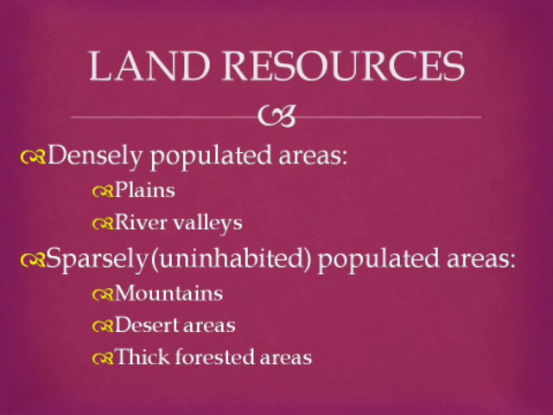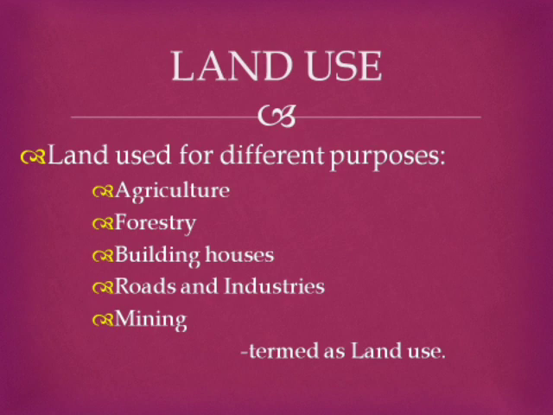Land use. Land is used for different purposes: agriculture, forestry, building houses, roads and industries, and mining, gold mining, diamond mining. For all this we are using our land. So these things we term as land use.